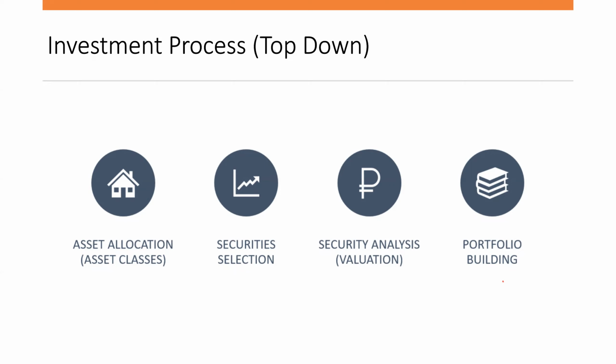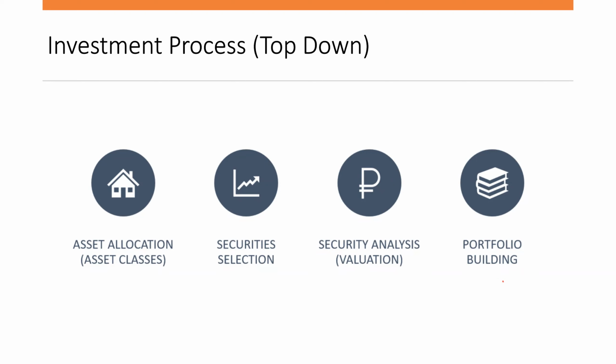You start with the asset allocation. Asset allocation is defining the asset that you want to put your money in, right? Whether it's going to be stocks or bonds, or real estate, or gold, or cryptos. Or you want to be across the board, you want to diversify, right? So that's step number one in case of top-down, right?